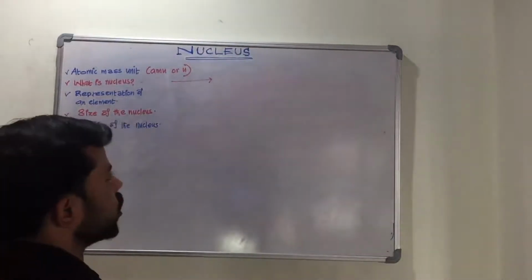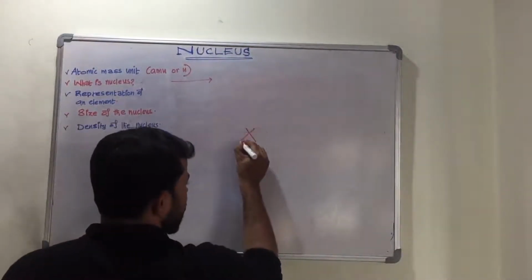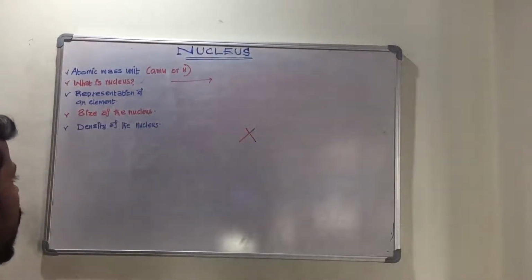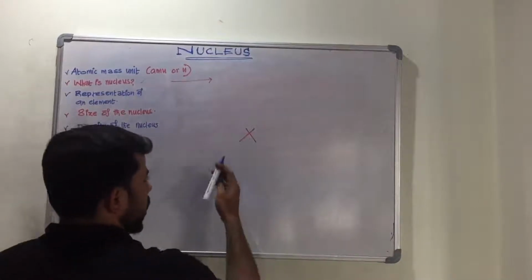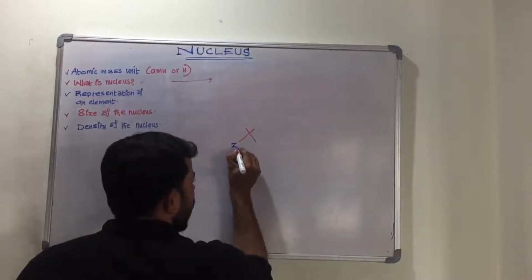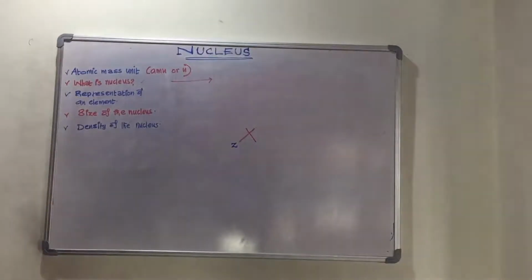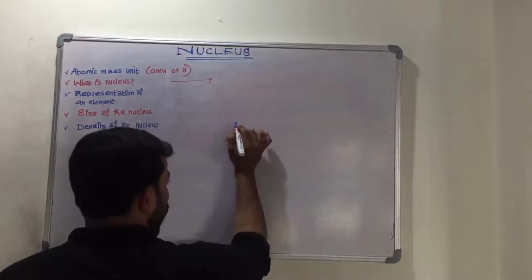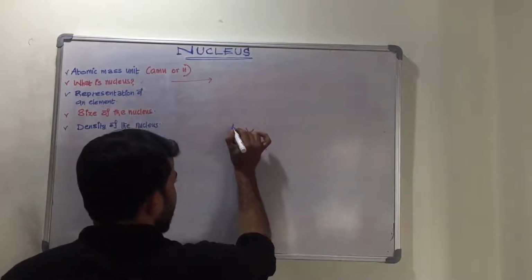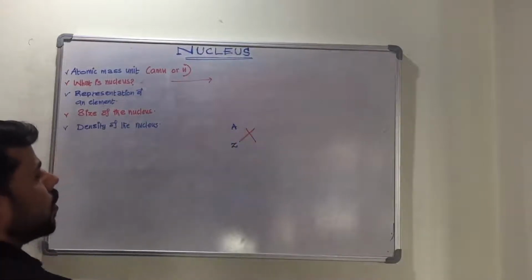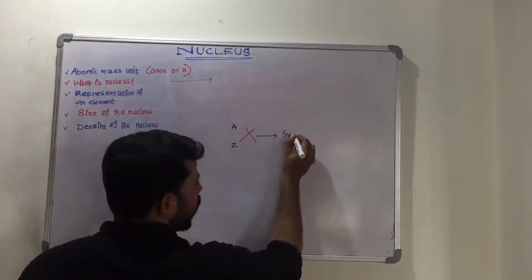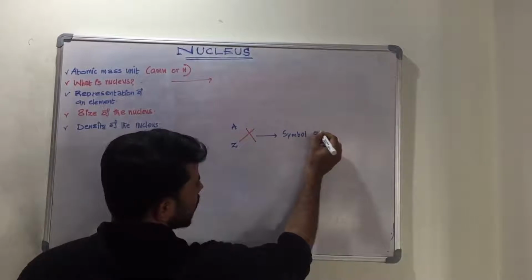If X is the symbol of an atom, then its atomic number is Z, which is right here, and its number of nucleons is represented here by the letter A. So X is the symbol of the atom.